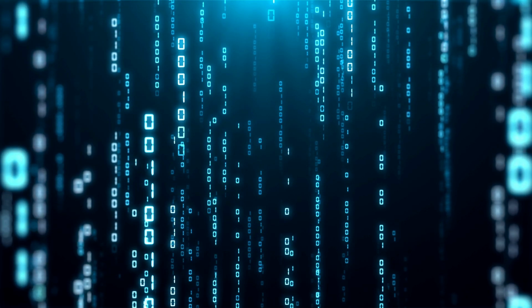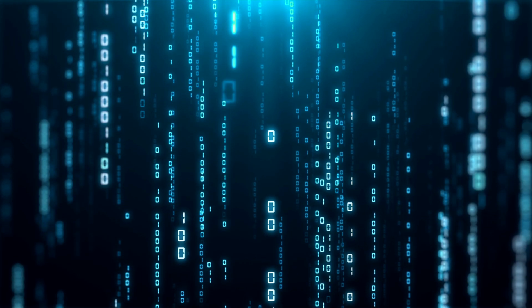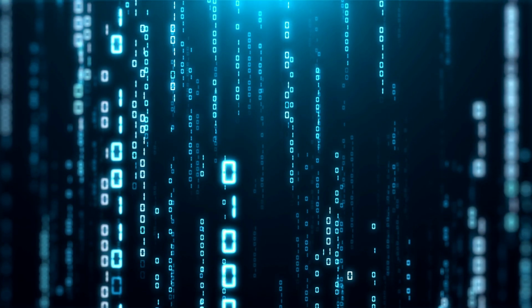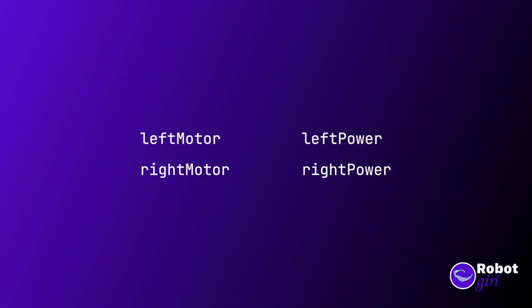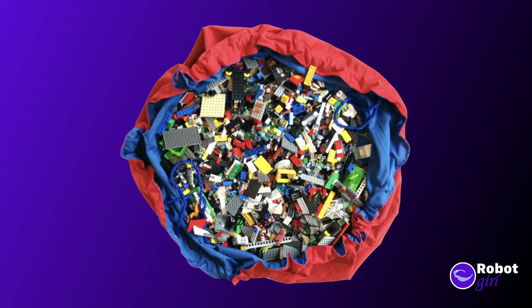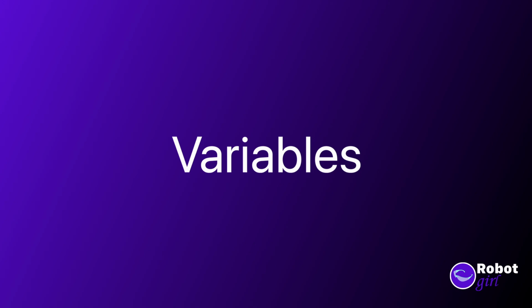When software programs run, there are a lot of bits, literally, of information to keep track of. For example, even in our simple tank drive program, we had 2 motors to keep track of and 2 numbers representing the motor powers. All of this information is kept in the robot's memory, but it would be bad if we just tossed all the data into a giant bag like a big bag of Legos. It would get mixed up and confused with all the other numbers. So instead, we keep it organized in memory using variables.